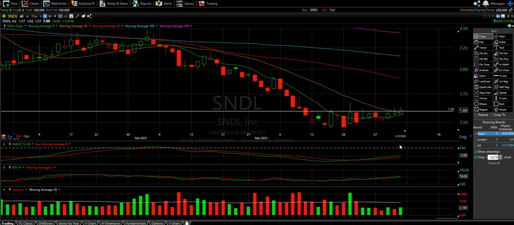So loving that RSI, loving that MACD. I will say the RSI number is not that high. I wish volume was a little better. However, couple things. I am seeing more green candles than red candles, and there's definitely more buying than selling, right?